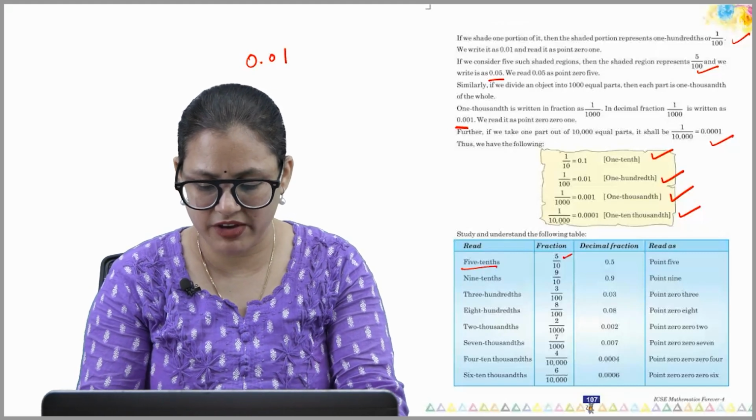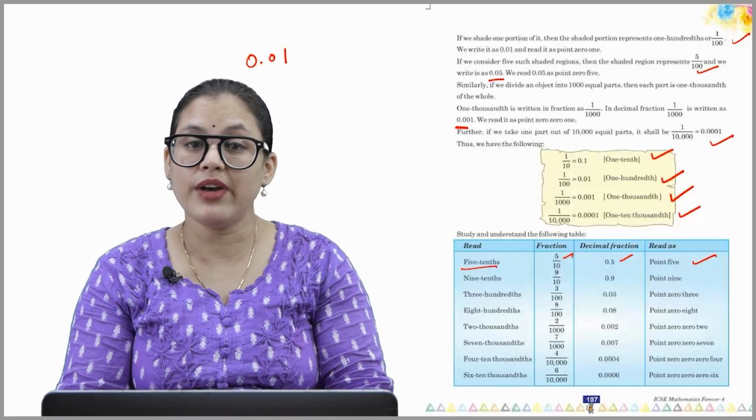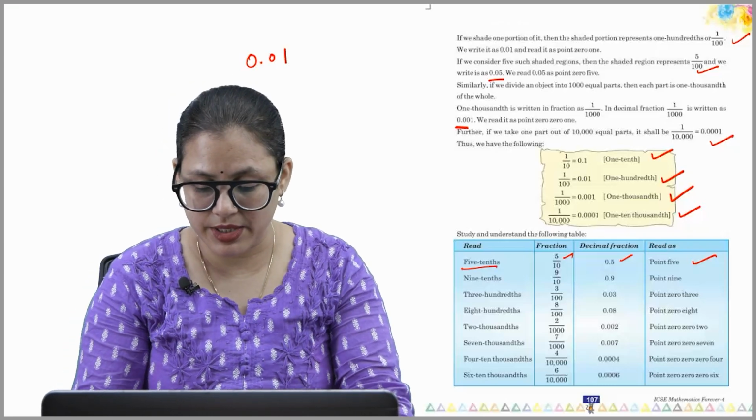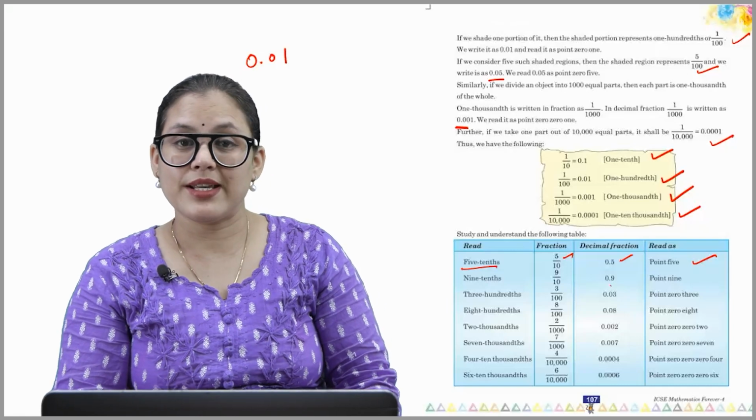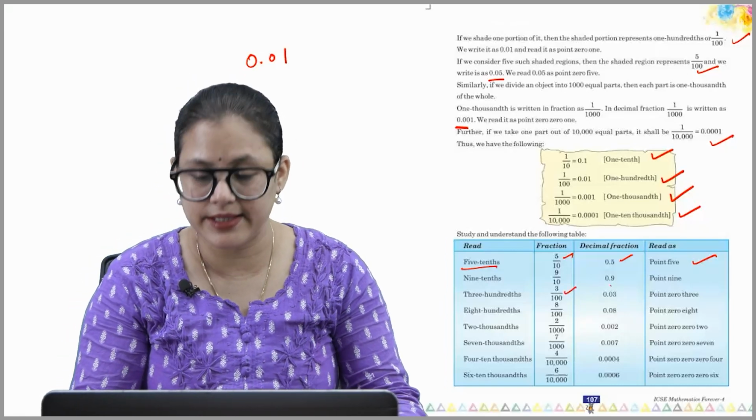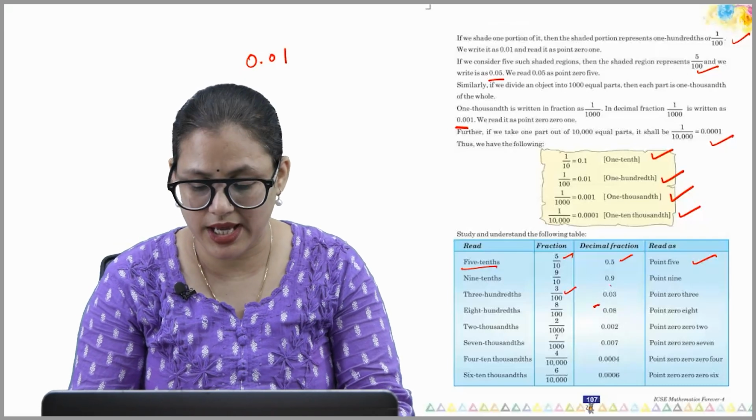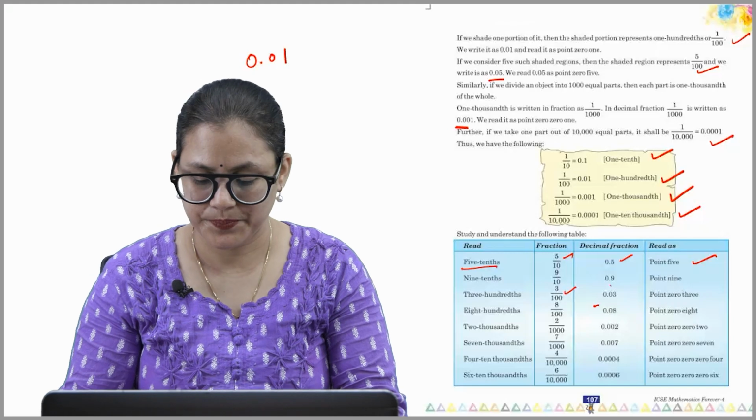5/10 fraction is 5 by 10 and decimal fraction is 0.5 and this is read as 0.5. Okay, 9/10, 9 by 10, this is the fraction, and the decimal fraction is read as 0.9. Similarly, this 3/100, 3 by 100, and this is the decimal fraction and it is read as 0.03.